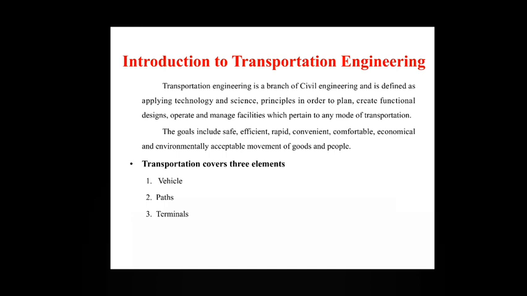Transportation basically covers 3 elements. First, vehicles. Second, paths or roads or pavements. Third is the terminals, that is, from one location to another location. These are the three basic elements of transportation.